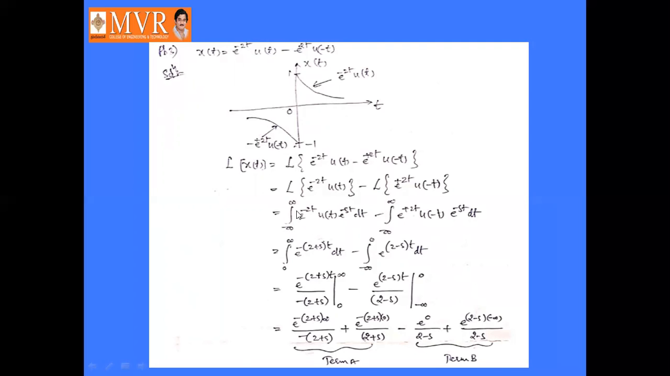So taking Laplace transform on both sides, Laplace transform of x of t is equal to Laplace transform of e power minus 2t into u of t minus e power 2t into u of minus t, right? So that is Laplace transform of e power minus 2t into u of t minus Laplace transform of e power plus 2t into u of minus t, right?